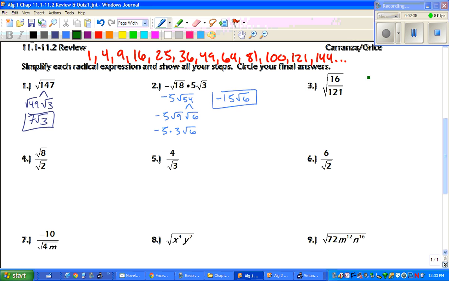Okay, number 3, when it's over the fraction like that, you break it down. Okay, square root of 16 is 4, the square root of 121 is 11, and can I reduce that fraction? Nope. So then you're left with 4 over 11.